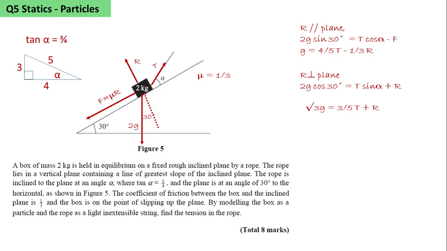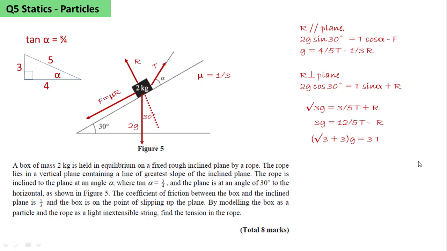So now we have two equations in T and R. We can solve them simultaneously. So let's multiply our first equation through by 3, and that gives us 3g equals 12/5 T minus R.